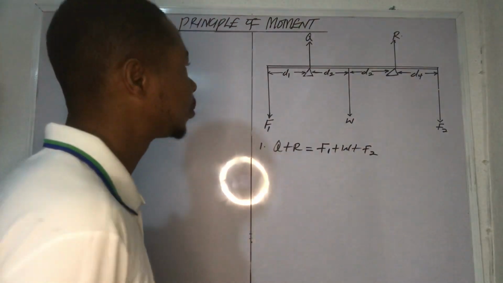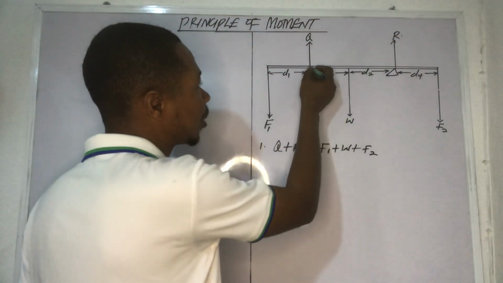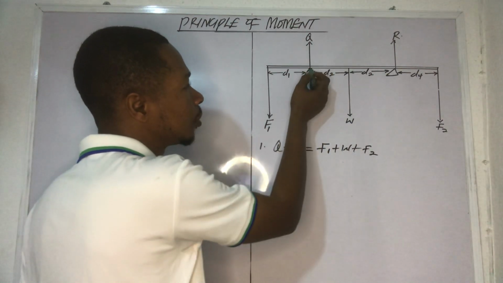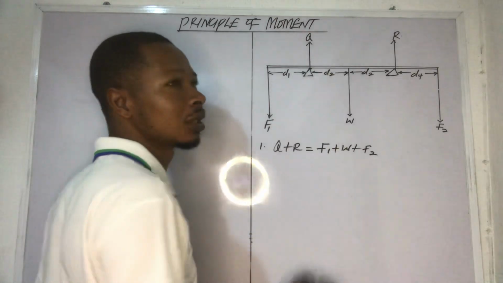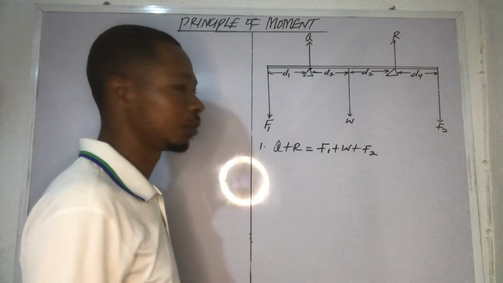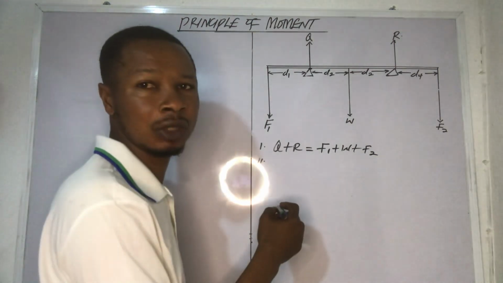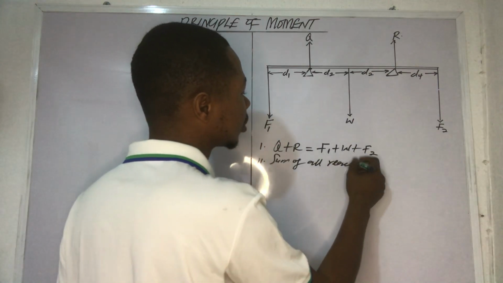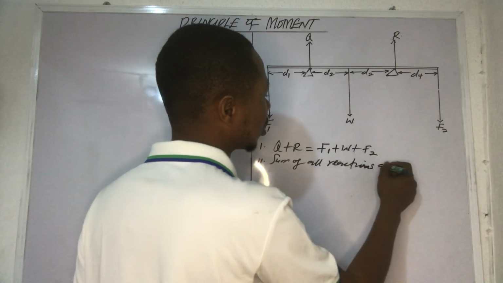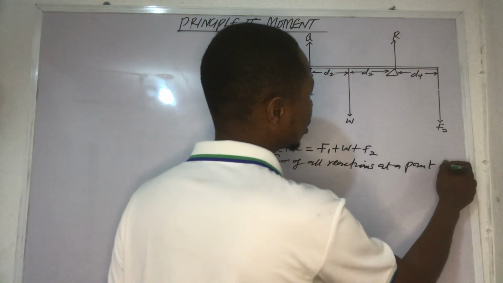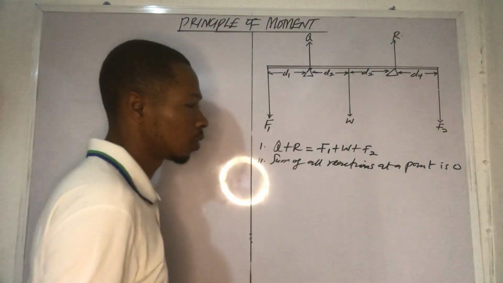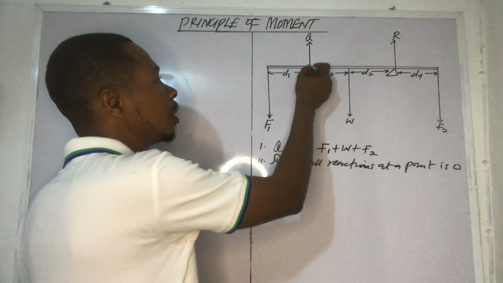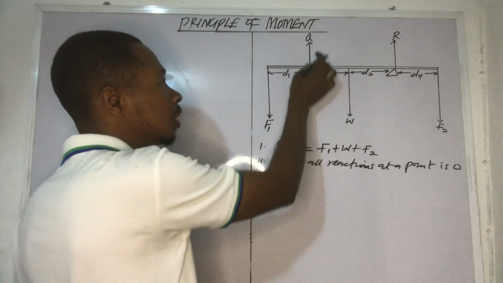That is clockwise movement. If I'm taking moment about this point Q, the sum of all the reactions at a point is equal to 0. That's another principle. The sum of all reactions at a point is 0. That is, if I'm taking moment about this point Q, the sum of all the reactions here will be 0.